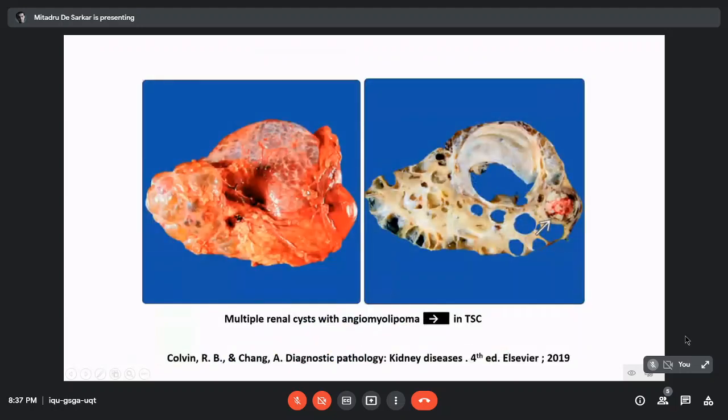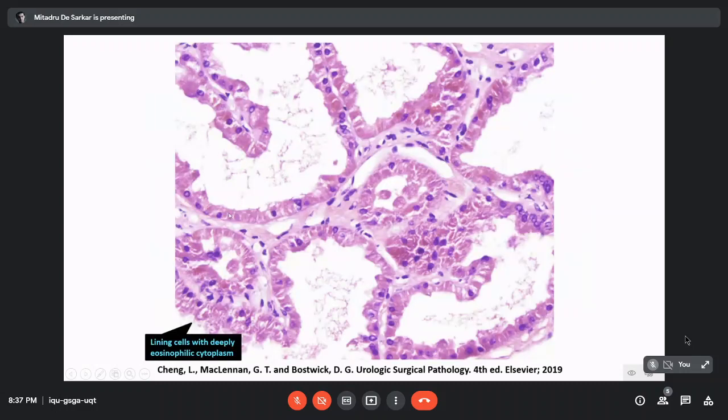This is a particular cystic kidney from a case of tuberous sclerosis where you see these multiple cysts all over, and then you have this angiomyolipoma also towards one corner of the kidney. And the cysts are seen to be lined by cells with deeply eosinophilic cytoplasm.